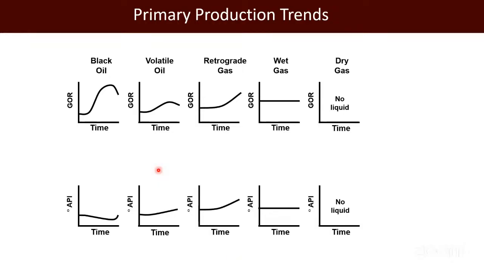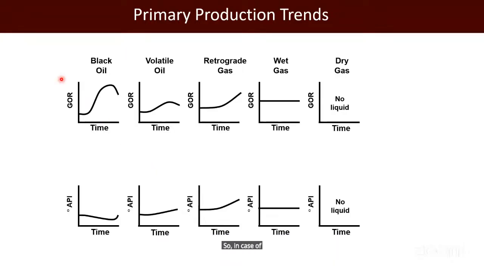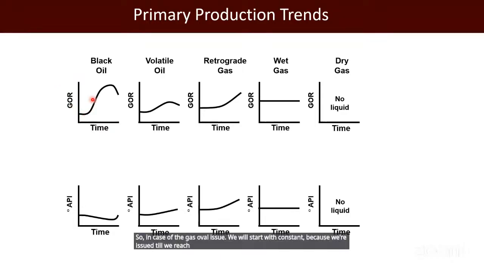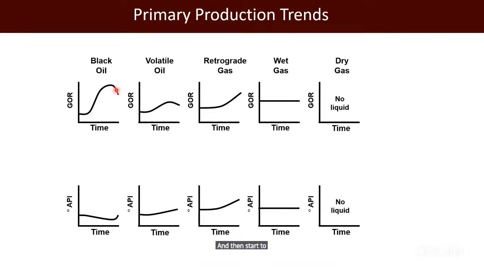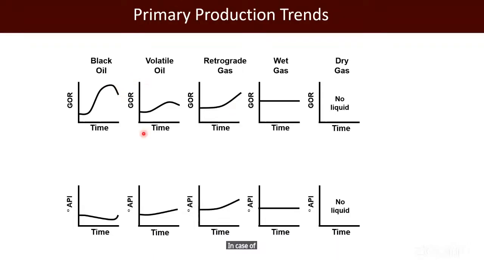Also, from the production trends, we can understand the type of the reservoir that you have, like I mentioned to you. In the case of the gas oil ratio, we will start with a constant gas oil ratio until we reach the bubble point pressure, then it will increase and then start to decrease a little bit because of the mobility of the gas compared to the oil. In the case of the volatile oil, it will be the same, except that the gas oil ratio will be a little bit higher.